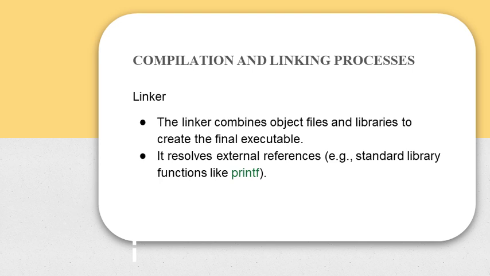It finds the definitions of functions and global variables that were declared in one source file but defined in another file or library. Then it merges the machine code and data from all linked object files and libraries into a single executable file. The final output is an executable file which contains all the necessary machine code and data to run the program. The executable file can then be loaded into memory and executed by the operating system.